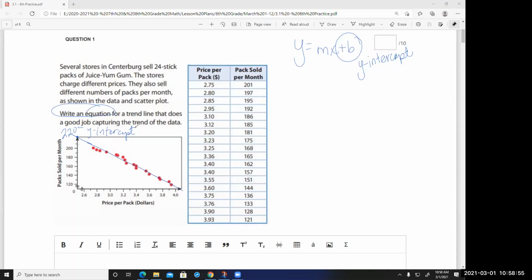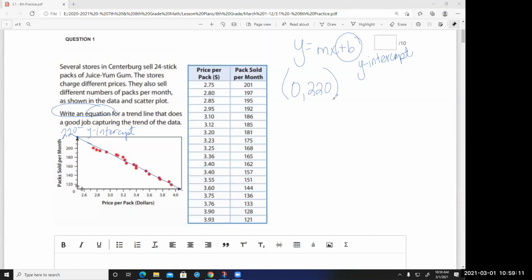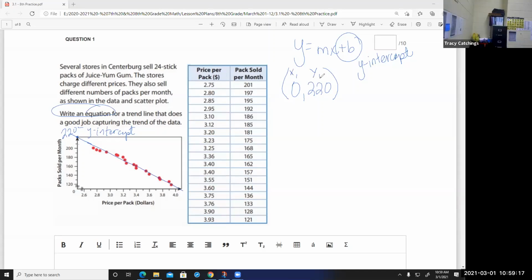What was the question you were asking us? The y-intercept, and we found it up here at 220. We're across that y-axis. So that y-intercept is going to be one of our points at (0, 220).